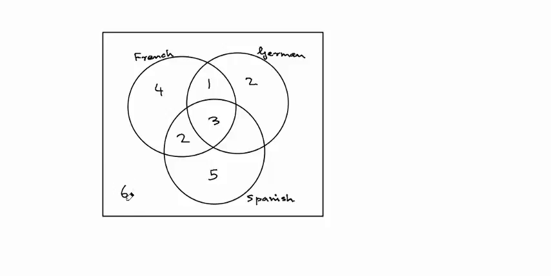It's not a part of any of the circles. How many speak only French? The answer is 4, because this is the part of the circle that's exclusive to French only, and it's not a part of the other 2 circles. So only French is 4. Only German is 2. Only Spanish is 5.